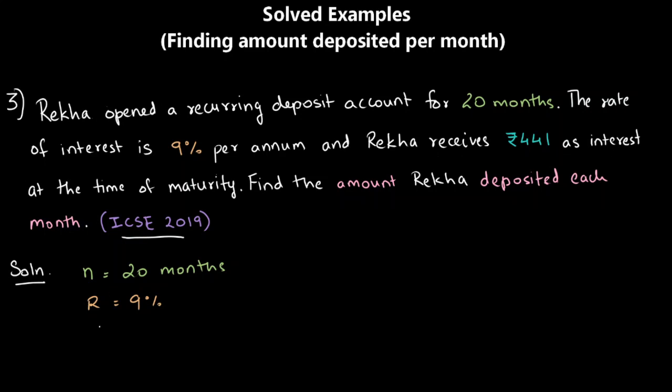So usually in our sums that we've done so far, we've been given the maturity value. This time, instead of that, they've given us the interest as rupees 441. And they've asked us to find the amount Rekha deposited each month. So basically they've asked us to find the monthly installment. So they've asked us to find the value of P.